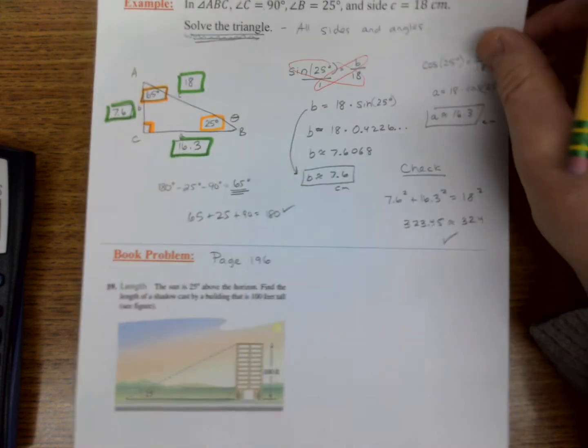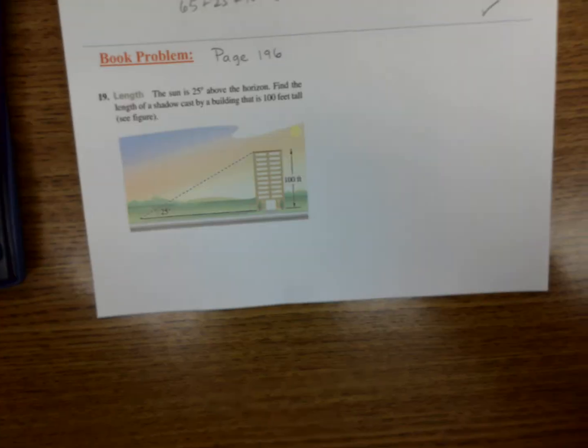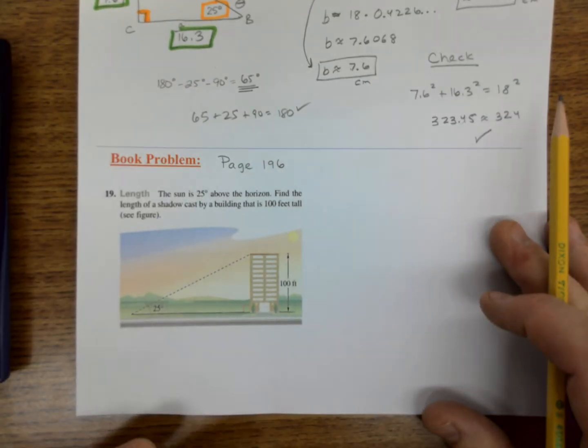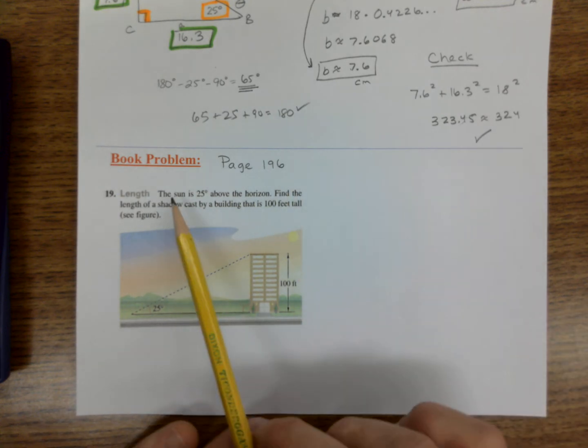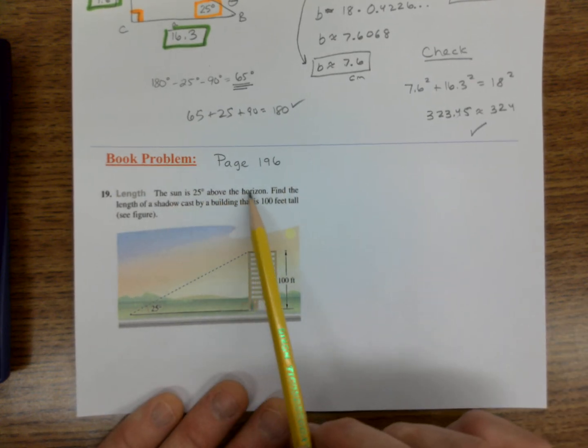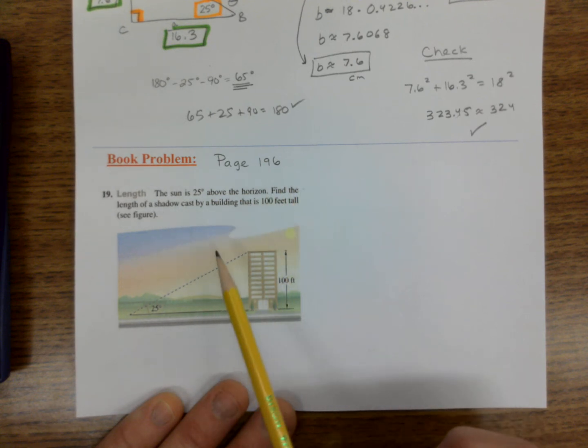All right, last problem we want to do. This is a book problem here from the homework for this week. I'll go through this with you. Page 196, number 19. It says the sun is 25 degrees above the horizon. Find the length of a shadow cast by a building that is 100 feet tall.